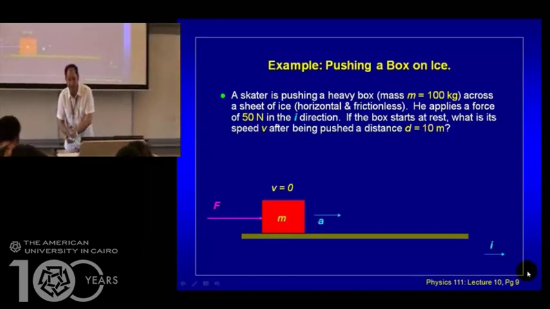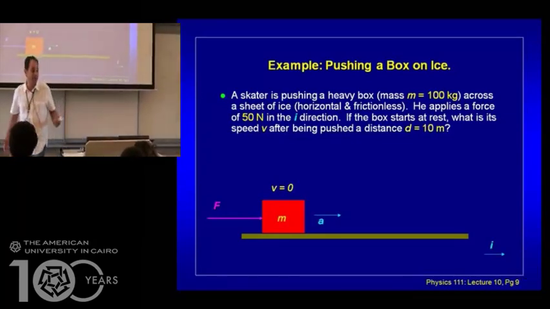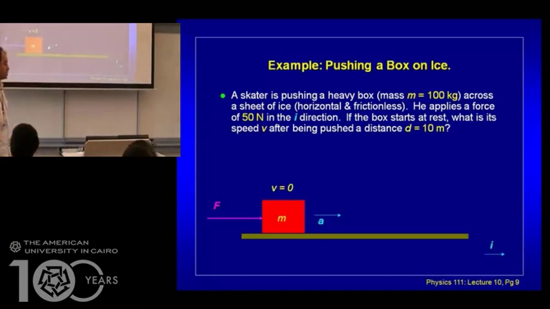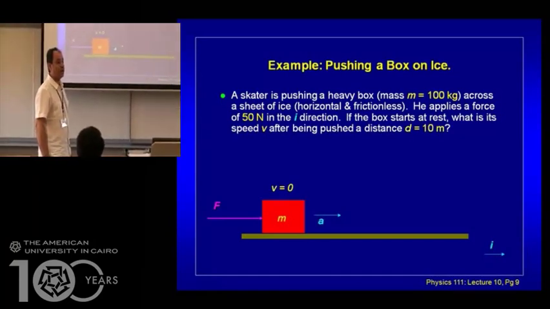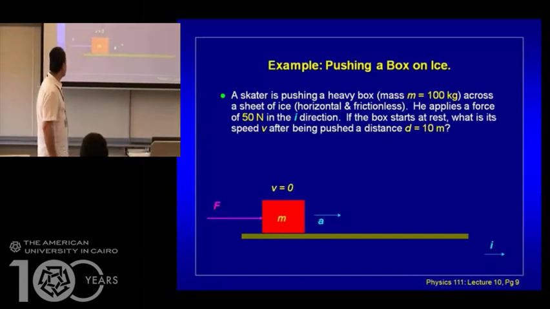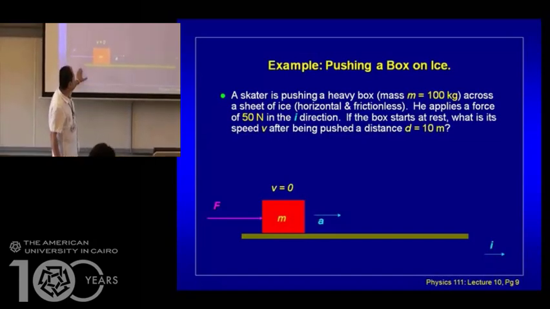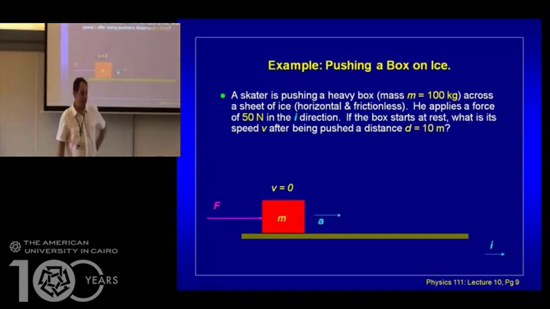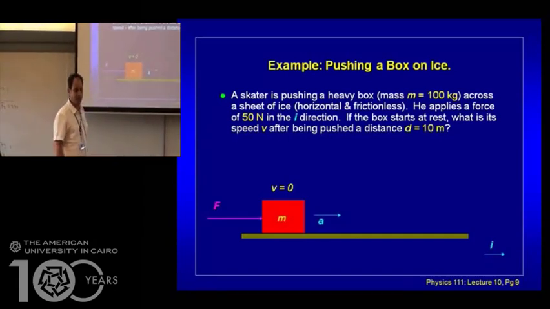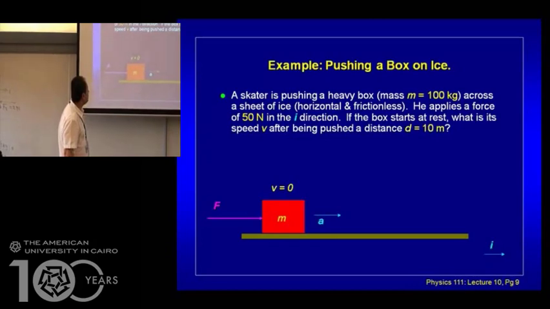We're going to start with a very easy example to talk about forces or Newton's laws. We have 3 laws that we're going to talk about. So I'm going to assume that we have a skater who's pushing a mass of 100 kilograms across a sheet of ice that's a horizontal plane, and it's frictionless. We're going to ignore friction for now. He applies a force, F, which is 50 newtons, in the i direction.